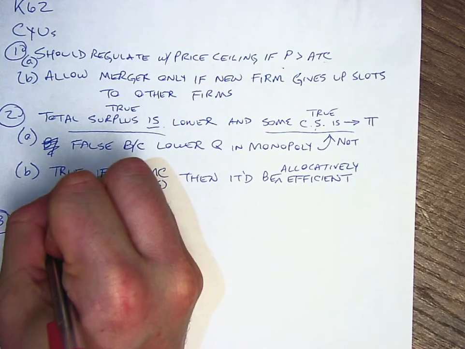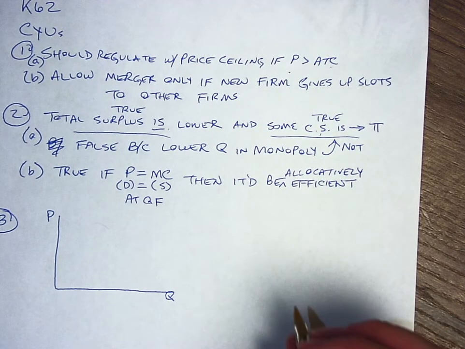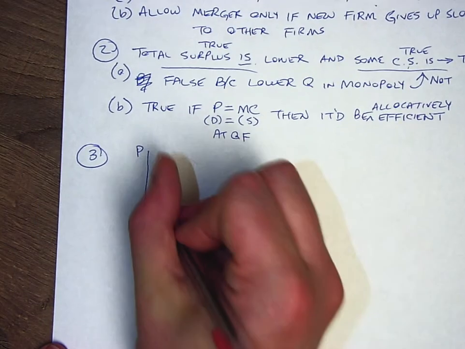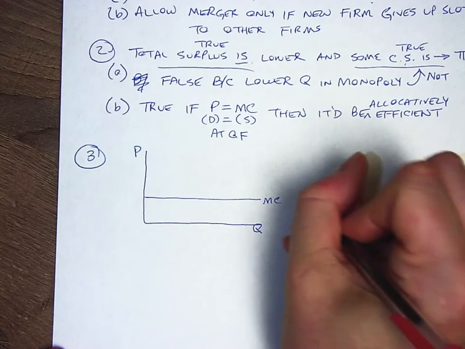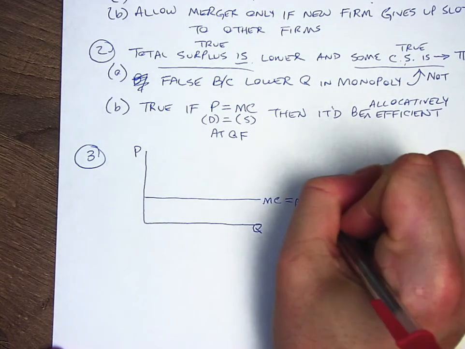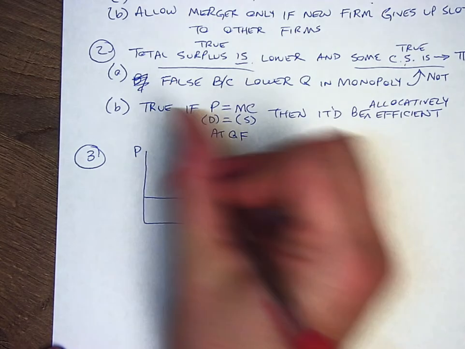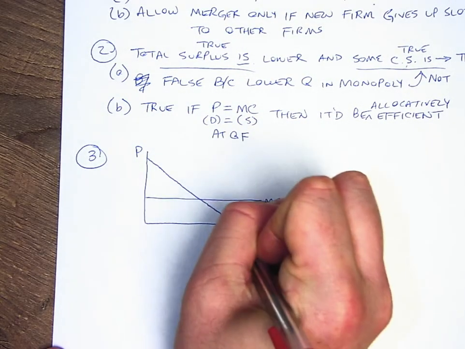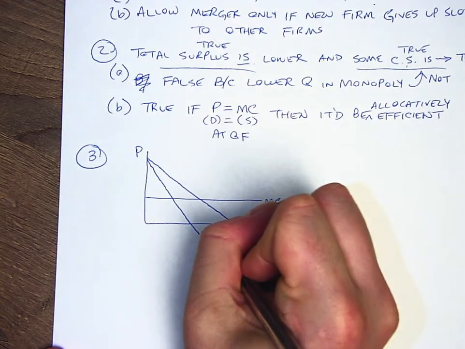We need price and quantity. And it does tell us constant marginal cost with no fixed cost. So we can draw a picture where MC here is equal to the ATC. That's what it's telling us when it says MC is constant and there's no fixed. And then we're going to have a downward sloping demand curve and an MR that looks like that.